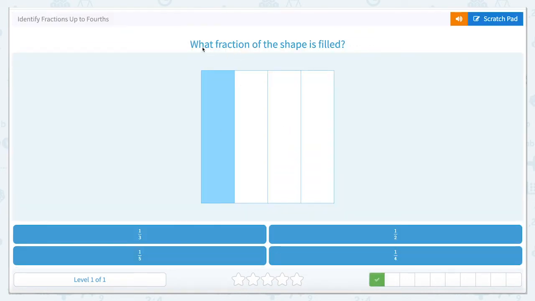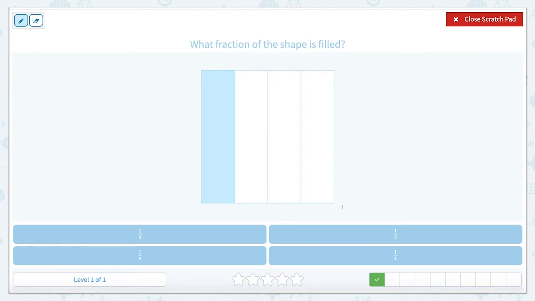So the next one is also asking what fraction of the shape is filled. So this shape looks very similar to our last one. However, it is split into a different number of equal pieces. Let's count. One, two, three, four. So there are four equal pieces in this shape, which means that our denominator is going to be four. And then each piece is just one of those four pieces, so it'll be one fourth.